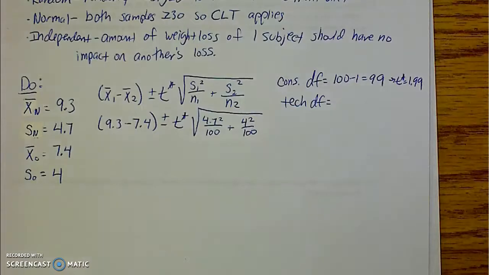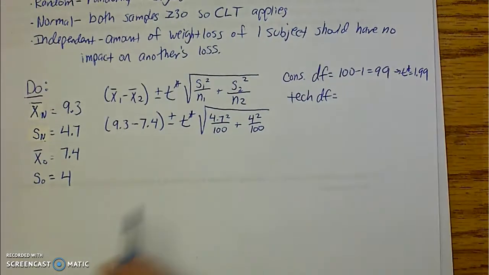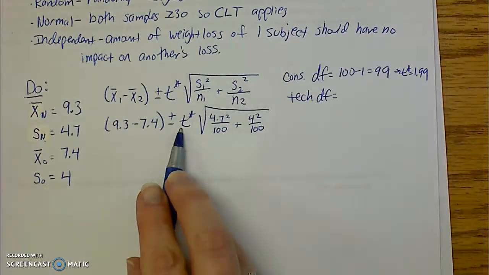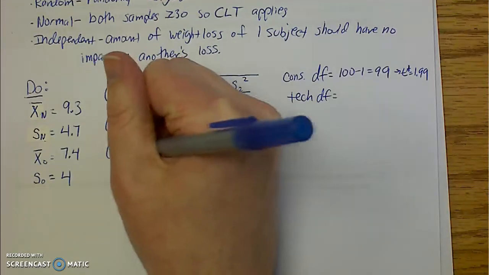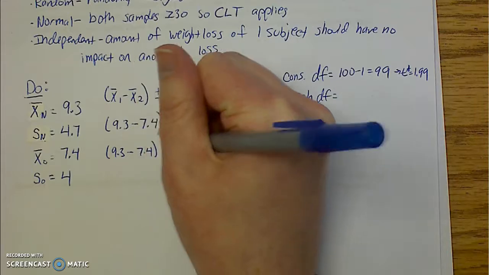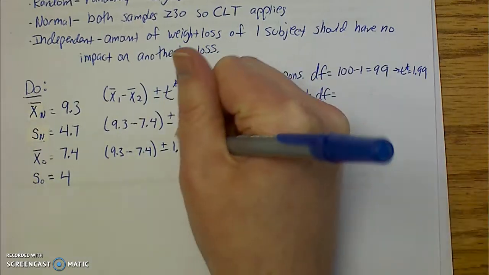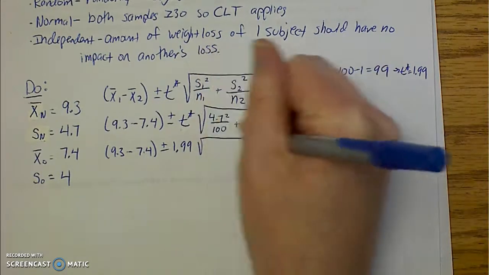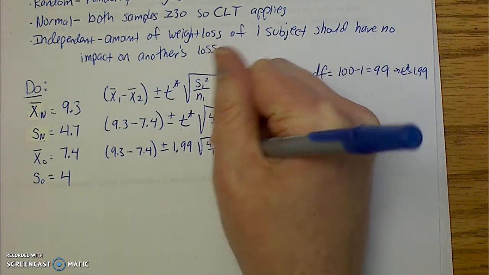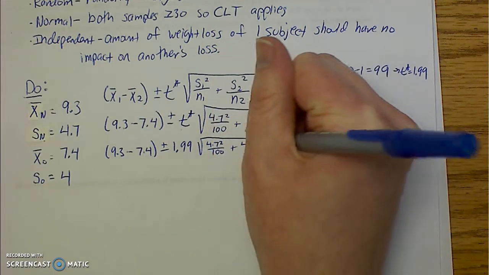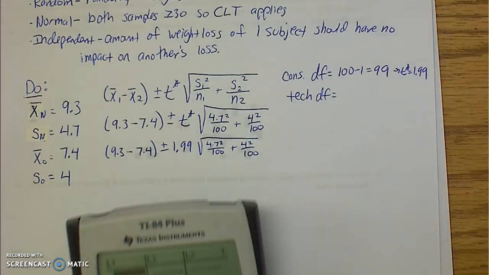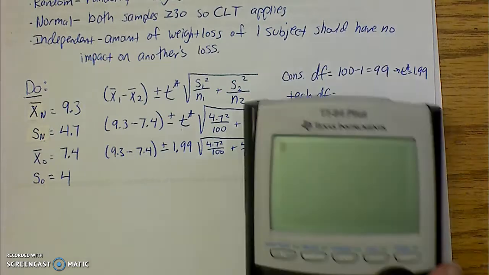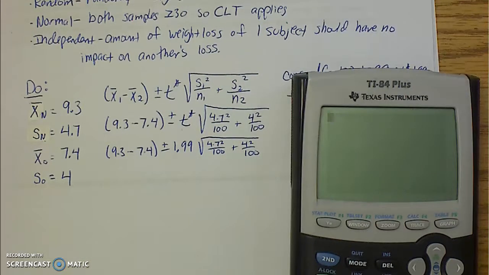Okay. So if I'm doing it the conservative way, I would plug 1.99 in here for my critical value. So I'm just going to recopy that. 1.99. Everything else is exactly the same. And then I'm just going to put that in my calculator and figure out what it is. So actually doing the math. So let's see how this goes.